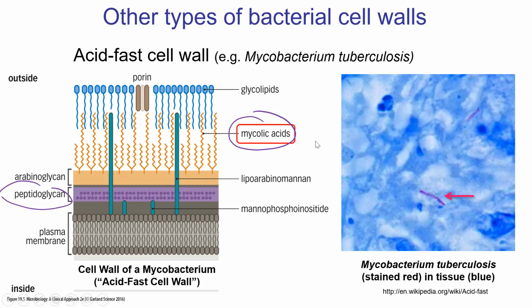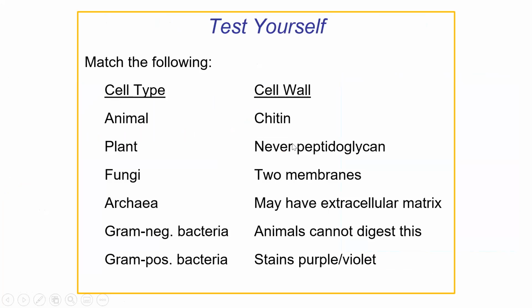All right, I'm just doing a time check here, and we've got two minutes, which I think is just enough time to do this little matching exercise. I've got a bunch of different types of cells on the left and a bunch of information about cell walls on the right. Let's work down this list and see if we can figure it out. I intentionally made it a little bit cryptic to get you to think a little bit.